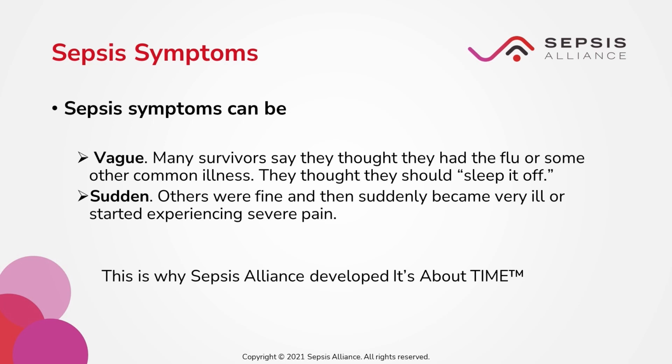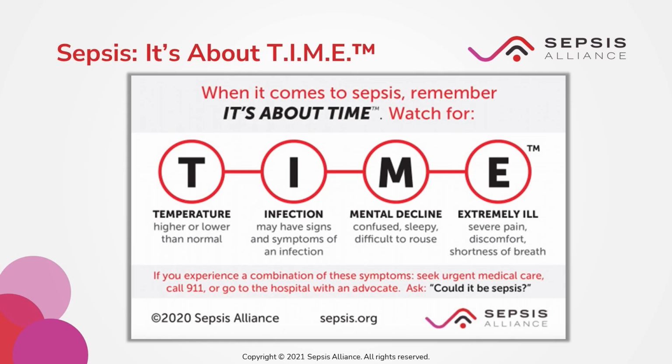And this is why we developed a program called It's About Time, T-I-M-E. So we developed TIME because we wanted to make it easier for people to recognize a compilation of symptoms. So there's no one symptom, but if you have two or more of these symptoms, there's a chance that you might have sepsis, and you have to think sepsis. So T is for temperature, higher or lower than normal.